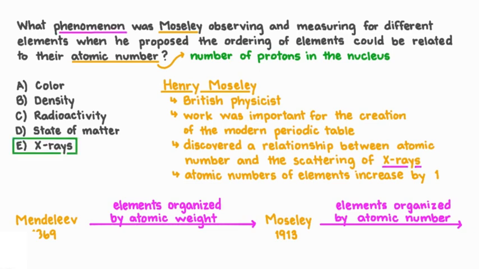In conclusion, the phenomenon that Moseley was observing and measuring when he proposed the ordering of elements could be related to their atomic number is answer choice E, X-rays.